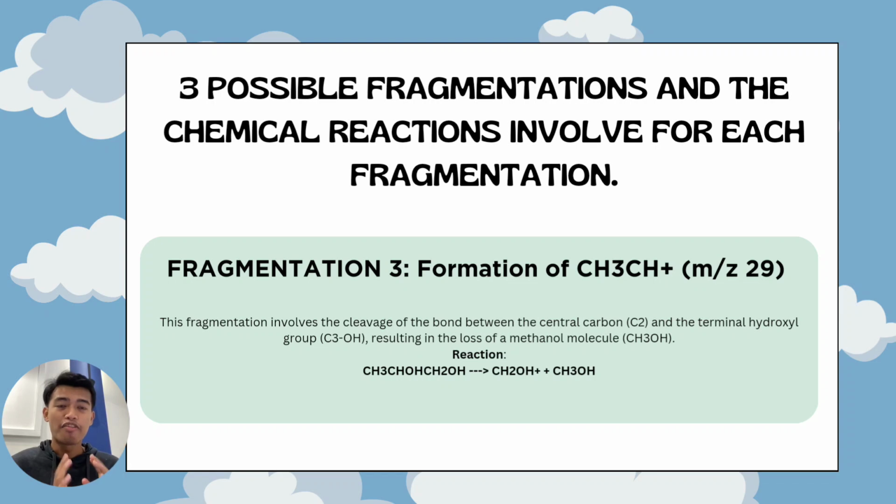And for the next one, fragmentation 3, the formation of CH3CH+ with m/z 29. This fragmentation involves the cleavage of the bond between the terminal carbon C1 and the central carbon C2, resulting in the formation of the CH3CH+ ion and the loss of the hydroxymethyl radical, CH2OH. The reaction is CH3CHOHCH2OH, which produces CH3CH+ and CH2OH.